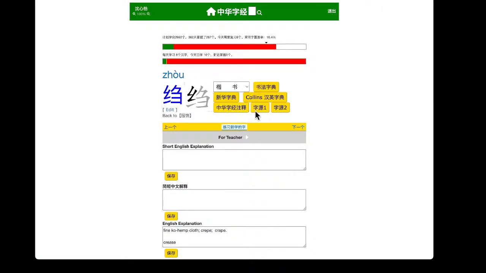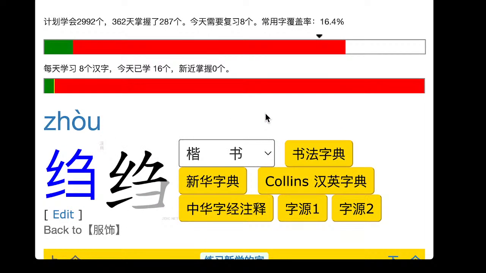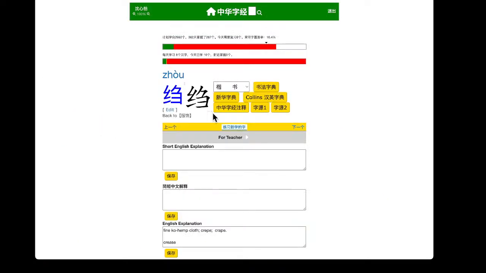This one does not have the etymology, but you can see that the right hand side does look like wrinkles on the face.